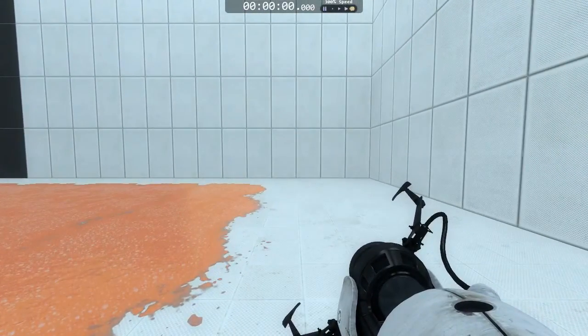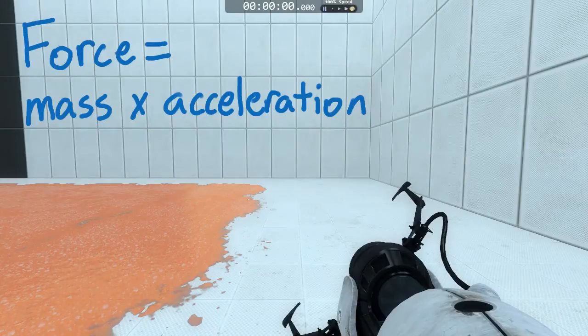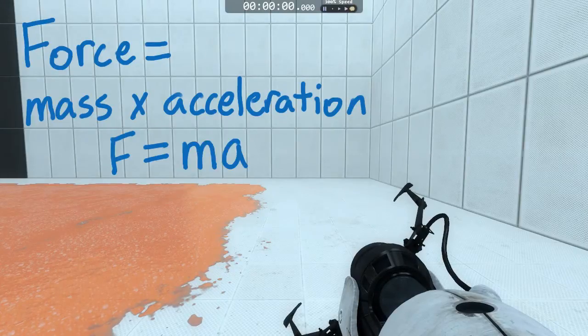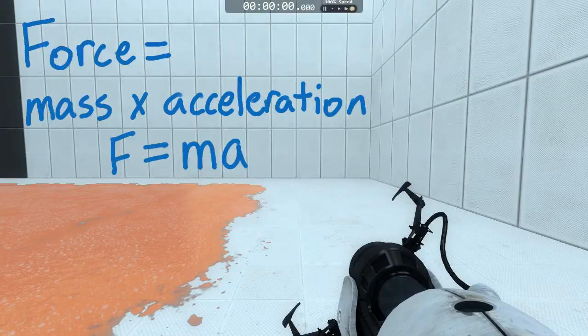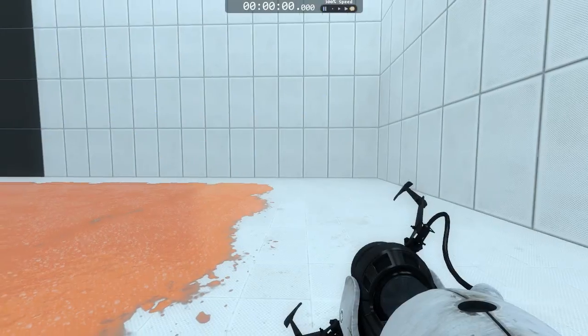Alright, Newton's second law, which we're doing now, is a little bit more mathematical in nature. Newton's second law says that force is proportional to mass and acceleration, or F equals ma. M is of course mass, A is acceleration, and F is force. This gives us some math to work with so we can start calculating forces.